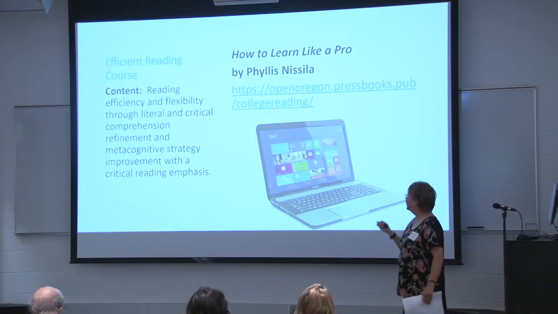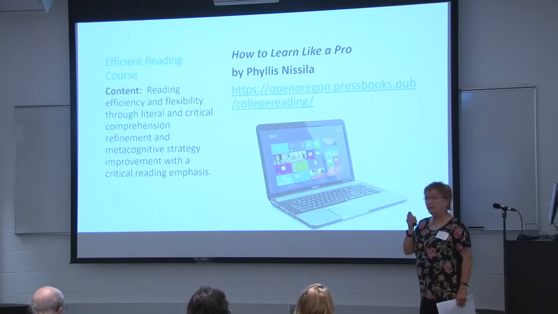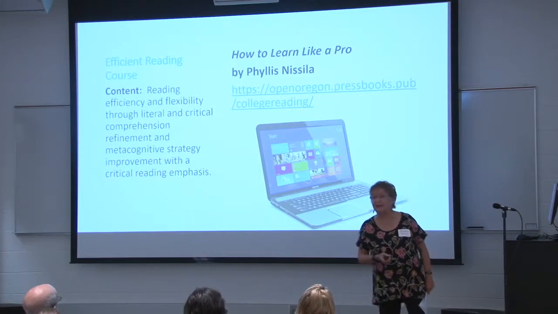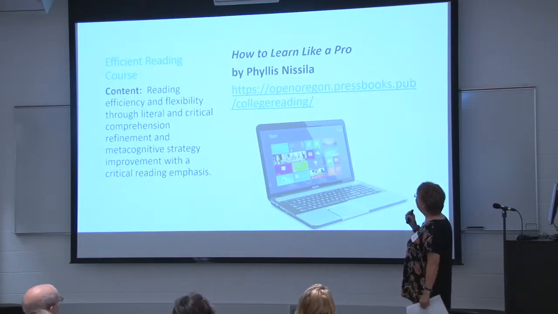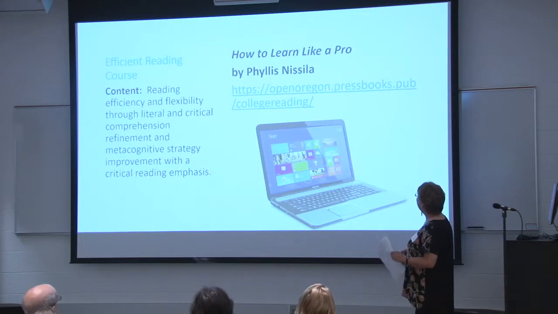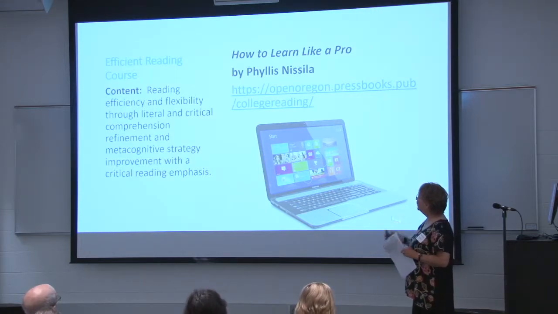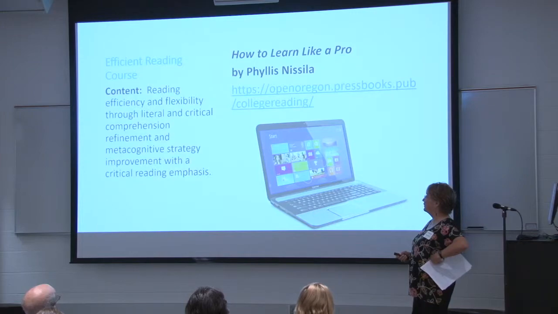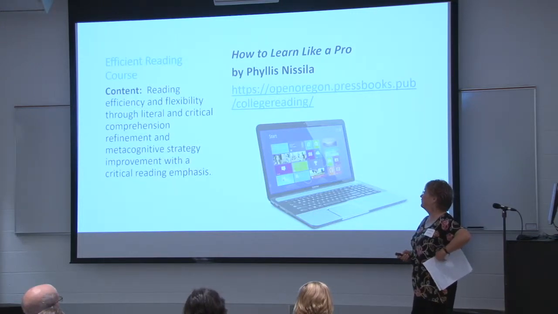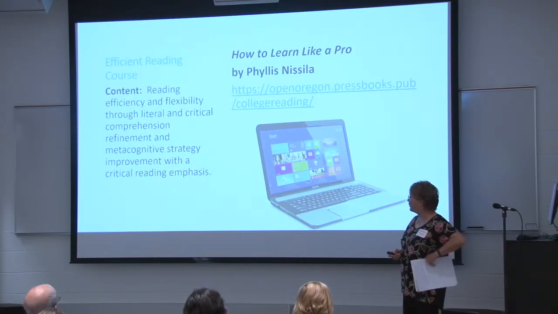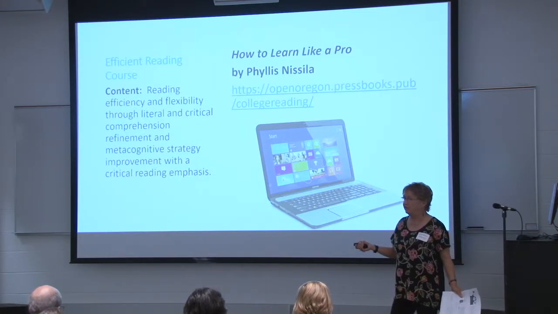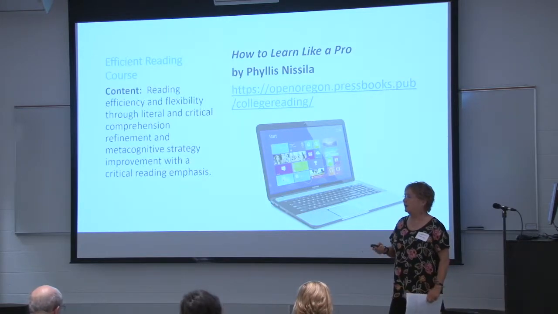And so I chose one for my students. My objective was to have the students have a textbook that they didn't have to pay for. And so this had good reviews, and so it was an Open Oregon Press book. And so I took a look at that book because the course I teach is in college reading. It's reading efficiency and flexibility through literal and critical comprehension refinement and metacognitive strategy improvement with a critical reading emphasis. Basically, it's to help students here on our campuses in their college reading.